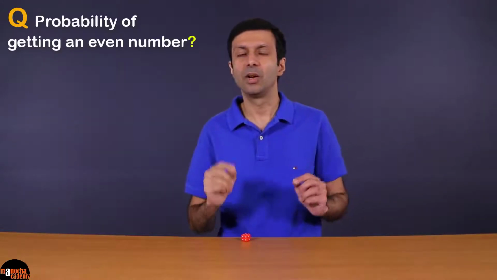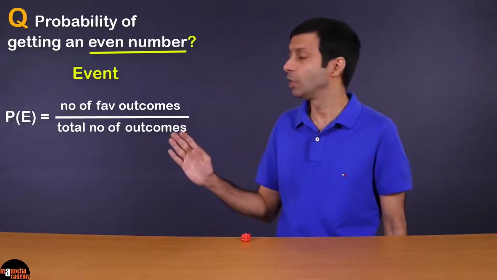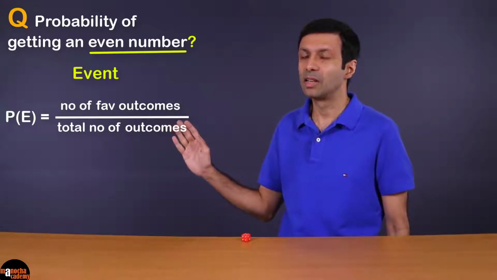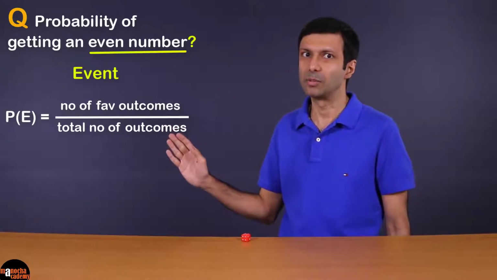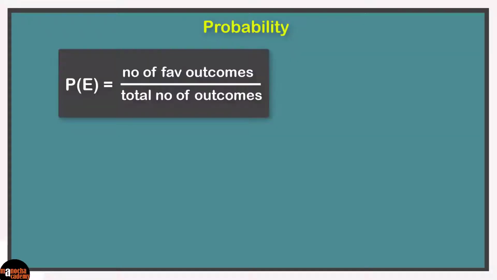In probability, we use the term event. Here, event is getting an even number. So we write probability of an event, which is denoted by P(E), is the number of favorable outcomes divided by the total number of outcomes. And that's our formula of probability. Let's place the probability formula on our concept board. Probability of an event denoted by P(E) is equal to the number of favorable outcomes divided by the total number of outcomes.